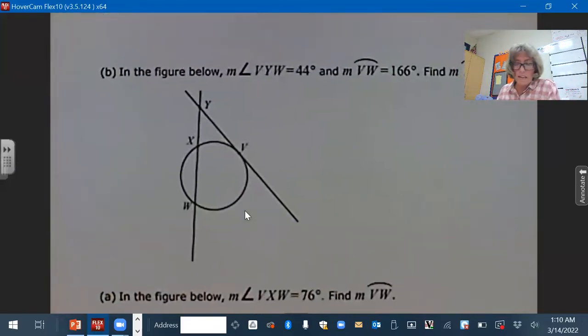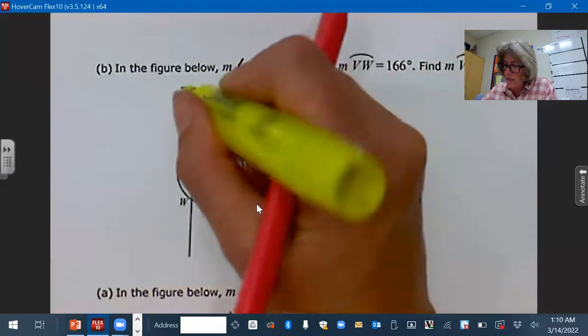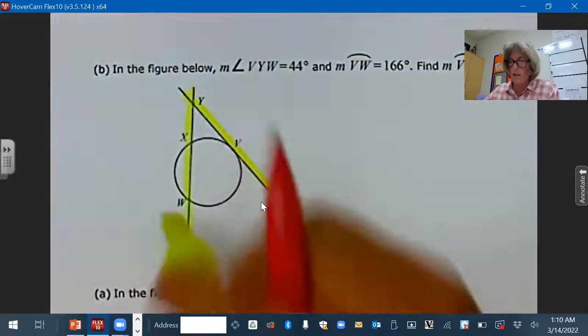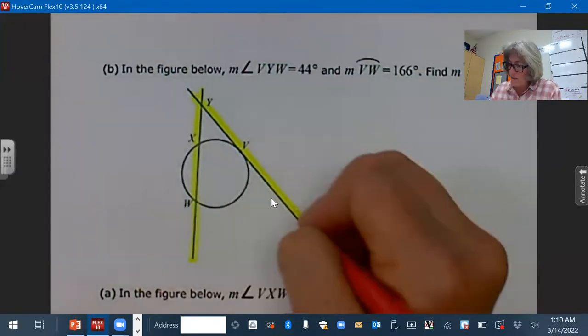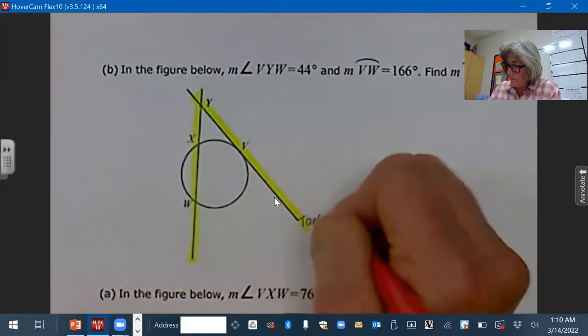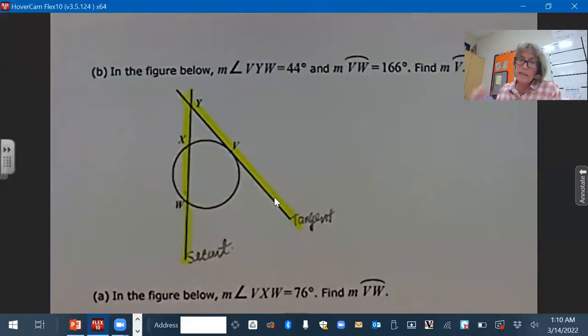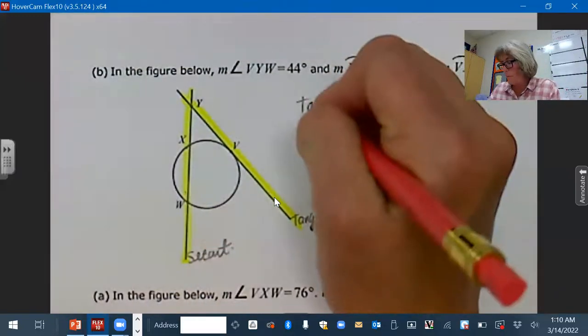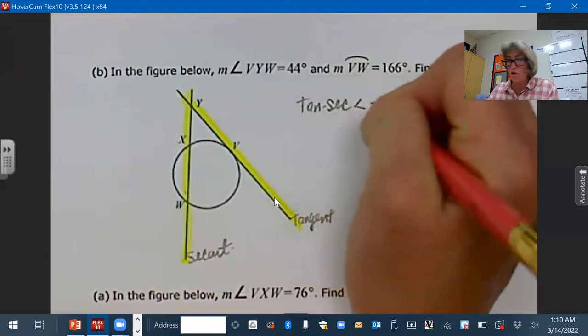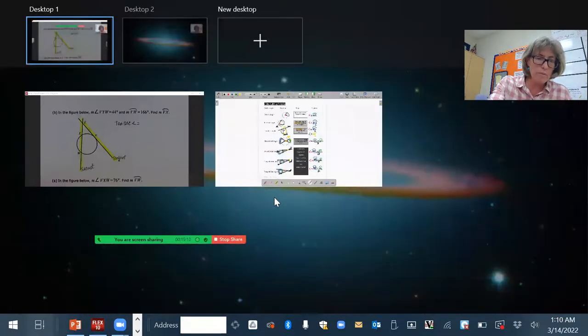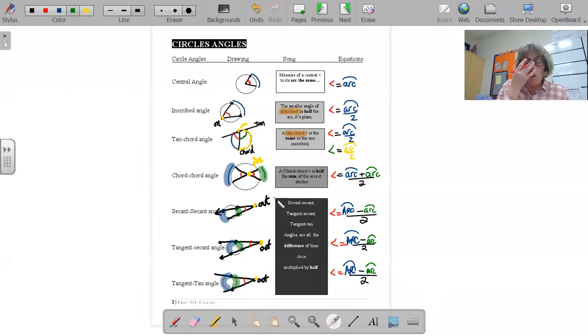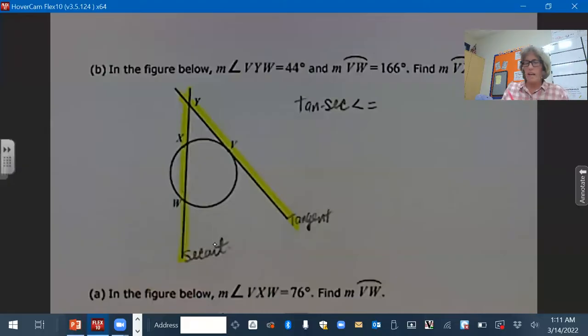Taking a look at this one. Again, always start by tracing the angle and identifying what it is. Trace, trace. This is a tangent. This with 2 points is a secant. It is a tangent secant angle, or tan secant angle for short. You come over here and you look, what can you do with a tan secant angle? It's right here, tan secant.